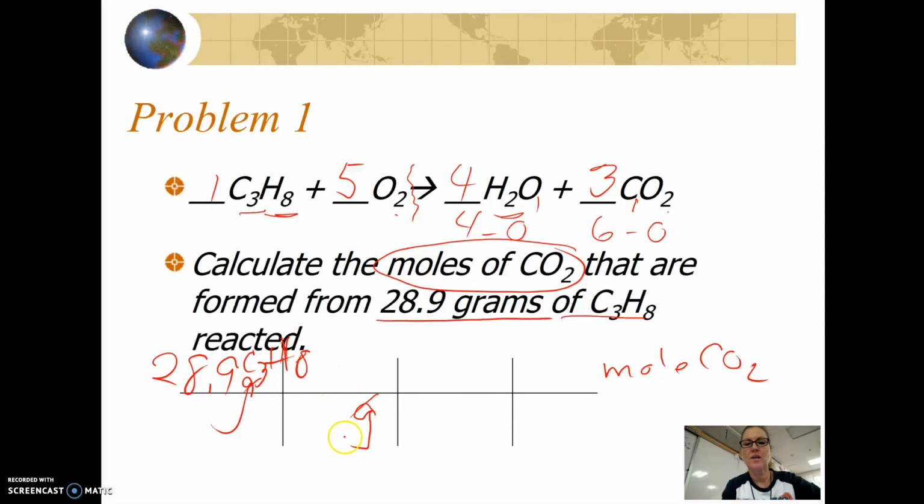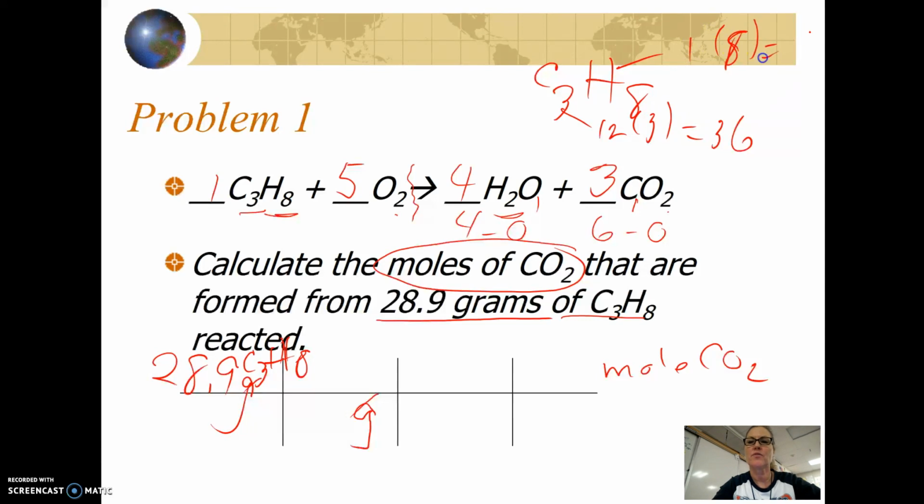So first thing, divide by the molar mass of the C3H8. So I need to quickly calculate the molar mass of C3H8. So I'm going to count up my carbons. That's 12 times 3 is 36. Hydrogens are 1, and there are 8 of those. So it's 8 for that one. So 36 plus 8, that's 44, isn't it? 44 grams is the molar mass of 1 mole of C3H8. So if I do that, I just cancel my grams, and now I'm at moles.